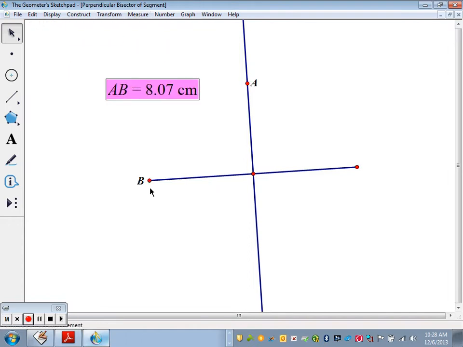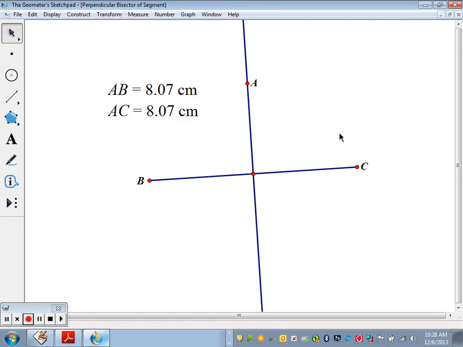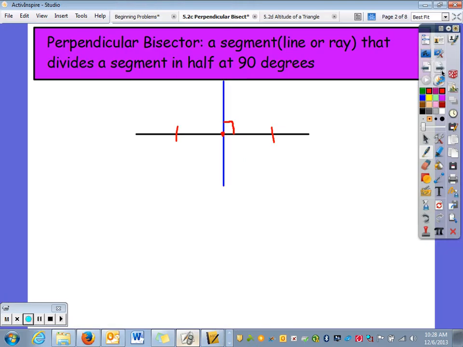So the distance from A to B is 8.07 centimeters, and then we're going to measure the distance to the other end of the segment, and notice it's the same. And no matter where I move that point on the line, it's always the same distance to the ends of the segment. Alright. Let's go back to our slides and write down the theorem.